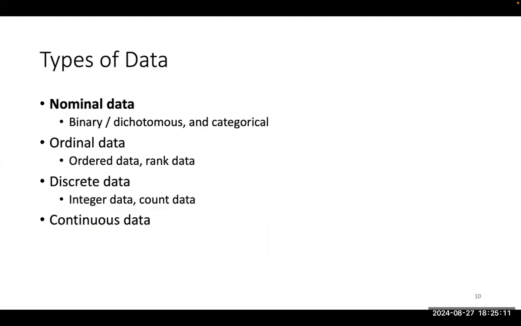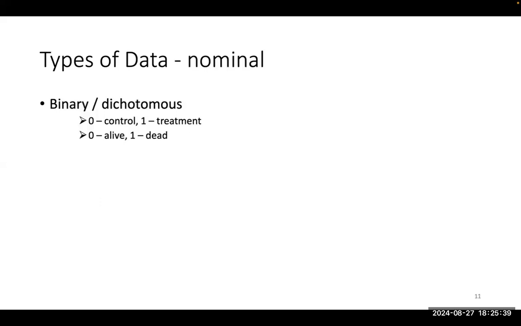Now we're briefly going to talk about data, and I assume most of you have in some shape or form learned in previous classes and previous education about the different types of data. You're looking at nominal data, ordinal data, discrete data, and continuous data. Nominal data can be binary or dichotomous, or it can be categorical. That can be a control versus a treatment, and that becomes important when it comes to analysis of randomized controlled trials, for example. We'll get into that.